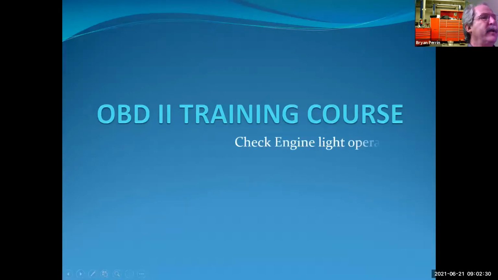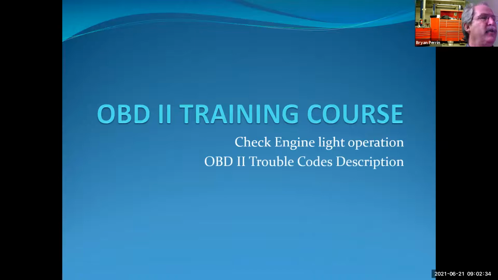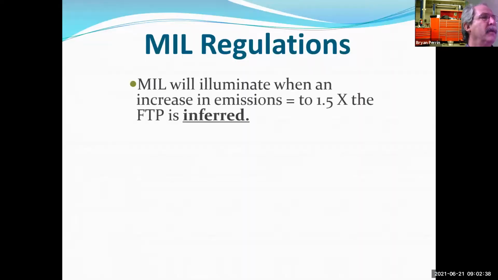OBD II training course: check engine light operation, and OBD II trouble code descriptions. So the MIL will illuminate when emissions are equal to 1.5 times the FTP is inferred. Okay, so more alphabet soup. FTP stands for Federal Test Procedure. So that is what we commonly call a bag test.